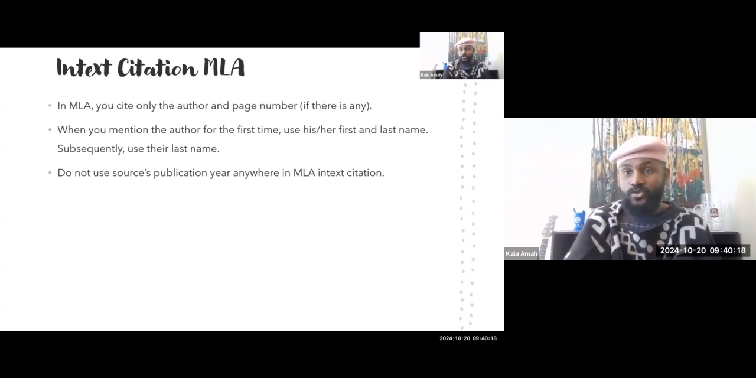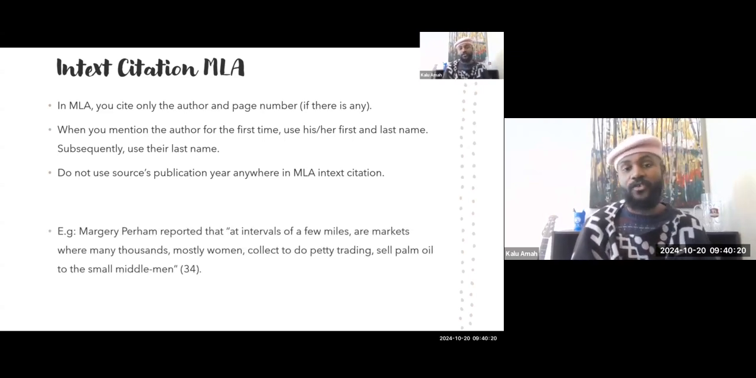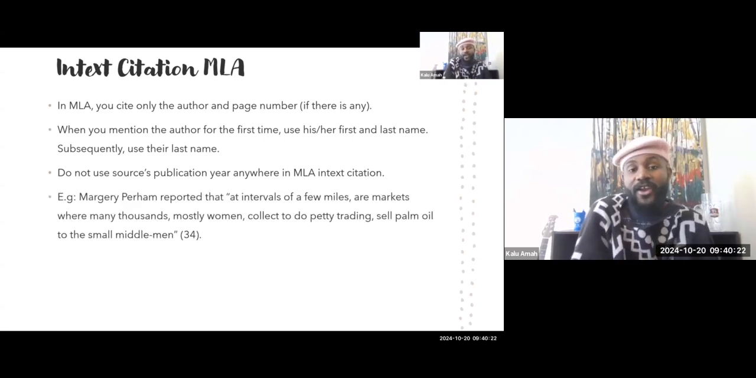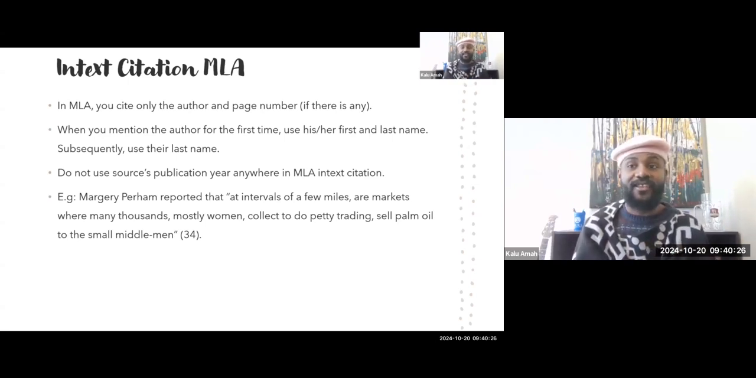They don't want you to use the year of publication in the middle of your essay. For example, Margaret Perham, which was a work we cited in the previous slide in the APA style, and we included the year, which was 1937. But here in MLA, you are not expected to do that.